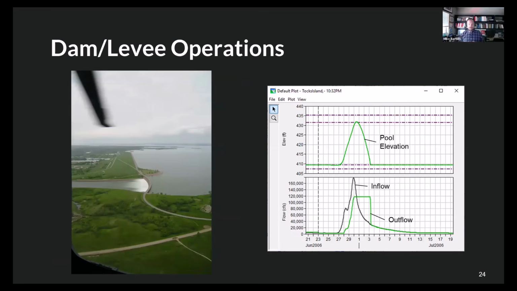And dam and levee operations. So we go way back to the image that I showed before. Here's a new one. I'll tell you what that one was. The hole in the lake, that type of spillway is called a morning glory spillway. And that one specifically was in Lake Berryessa, which is just west of us here in Davis, California, in between Davis and Napa in particular. A really cool project to go and see.